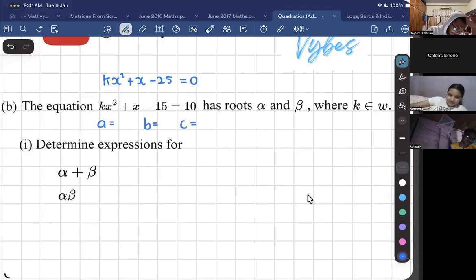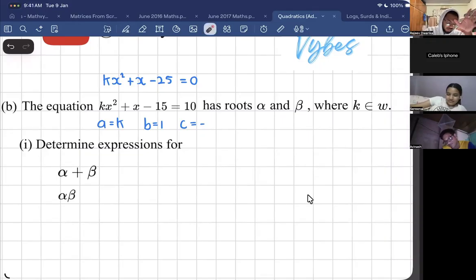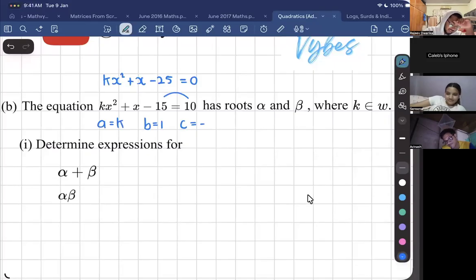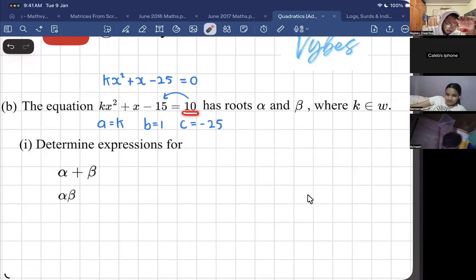Is it K D 1 C minus 15? Nah. That was the mistake we made initially, right? Watch. If you notice, it was not equal to 0, Caleb. That was the mistake. It was equal to 10, so you had to take the 10 and bring it across. Yeah, that was the error. Minus 25, sir? Because, Caleb, if I take positive 10 and I move it across, that's going to be minus 15 minus 10, so minus 25.